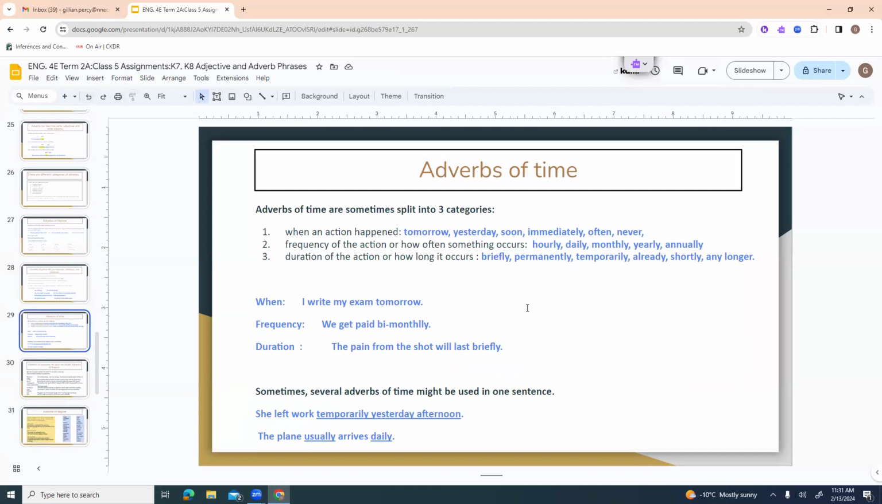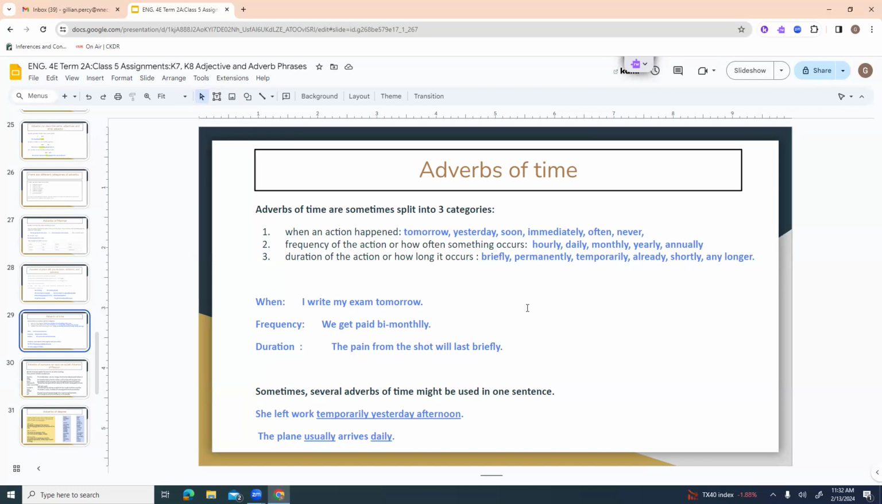Okay, adverbs of time. Adverbs of time, there's kind of three categories of time. Sometimes people list these as separate categories, but they have so much overlap that it's just easier to kind of refer to them generally together. When an action happened, you would use adverbs like tomorrow, yesterday, soon, immediately, often, or never. The frequency of an action or how often it occurs: hourly, daily, monthly, yearly, annually. The duration of the action or how long it occurs for: briefly, temporarily, already, shortly, any longer.